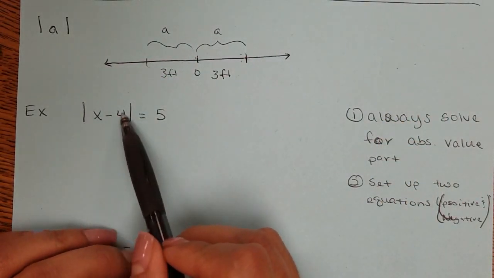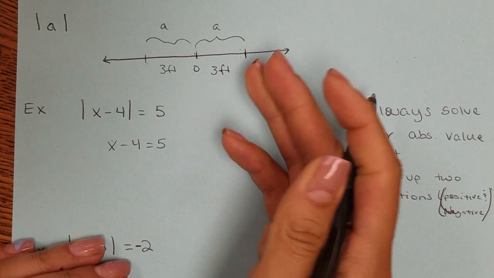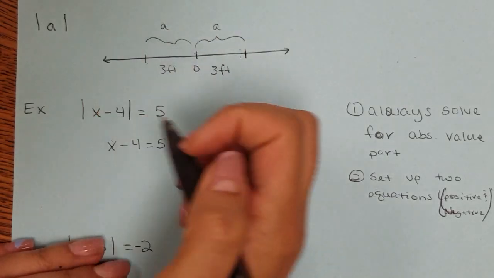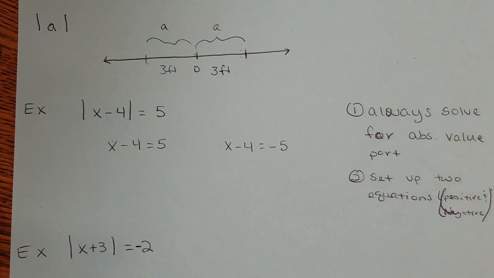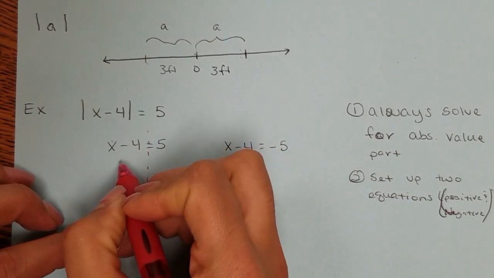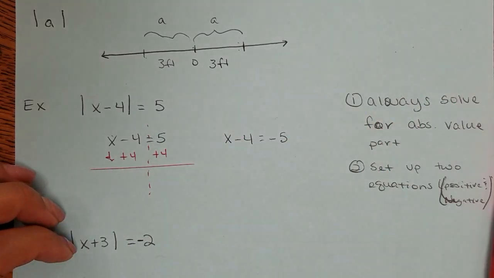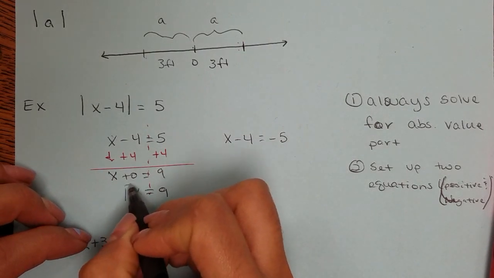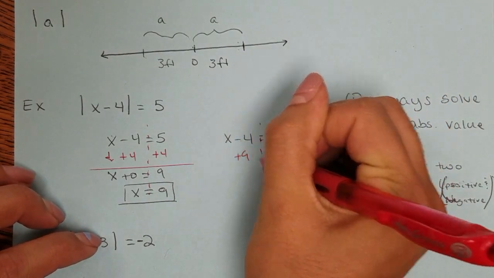Now, since we have this by itself, you have two equations. You're going to have x minus 4 equals 5. We can kind of think of it as to the right of 0, and then x minus 4 equals negative 5, to the left of 0 in the negative direction. So then what you do is you solve each equation for your value of x. You're going to have more than one solution here. So plus 4, that x is going to come down so that you have x plus 0 equals 9. So x equals 9 in one direction, or you have to solve for x in the other direction. So you would add 4.